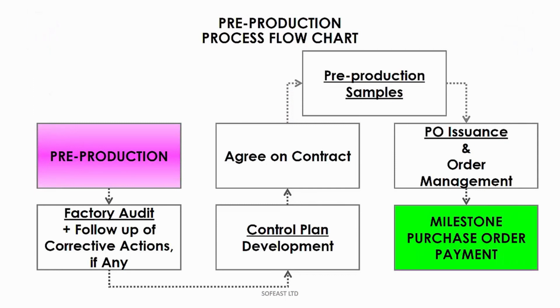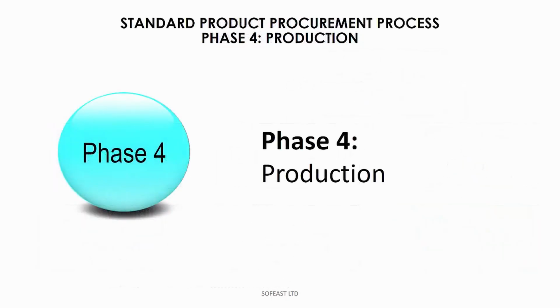So here is the pre-production phase as a flowchart, which you can follow here. So now let's have a look at the final phase, which is production, phase 4.